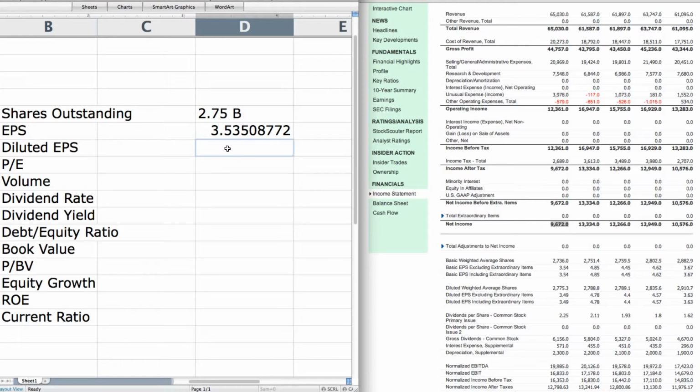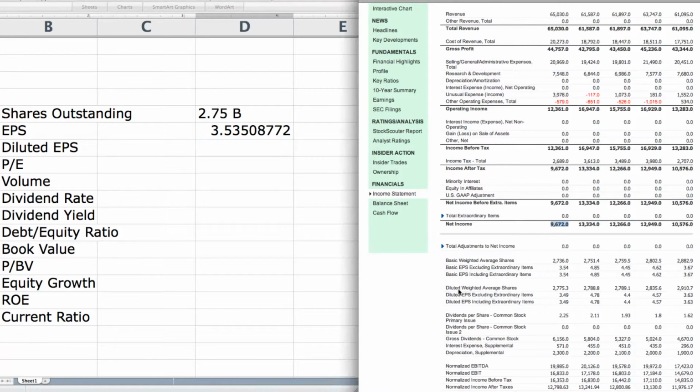When they do that, they're diluting the value of each share because they're basically creating more shares even though they're not on the market. That's called diluting the company. So when you look at this income statement and go down here, it says diluted weighted average shares. You can see that number is higher than the number we just used, which is the number of shares that are outstanding.